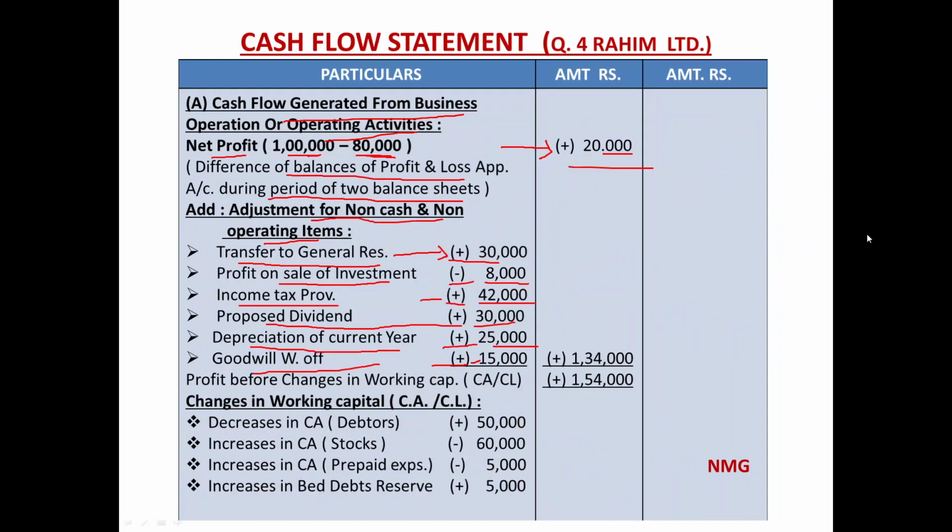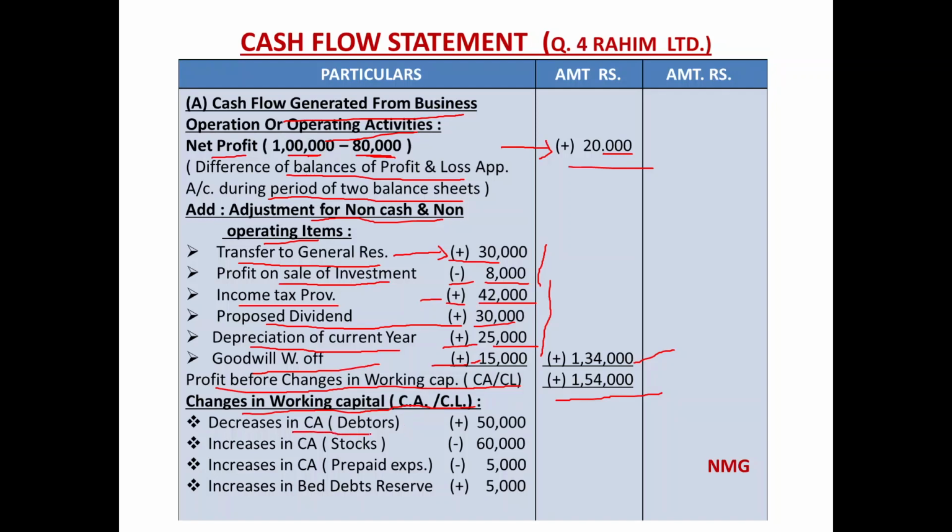First reporting is over and the total of first sub-reporting, adjustments for non-cash and non-operating items. These are the 6 items, the total of which is plus 1,34,000. That gives the cash profit before changes in working capital, CA and CL, 1,54,000. Now changes in current assets and current liabilities. You know the relationship. CA with cash flow, negative relationship. CL with cash flow, positive relationship. Apply it one by one.